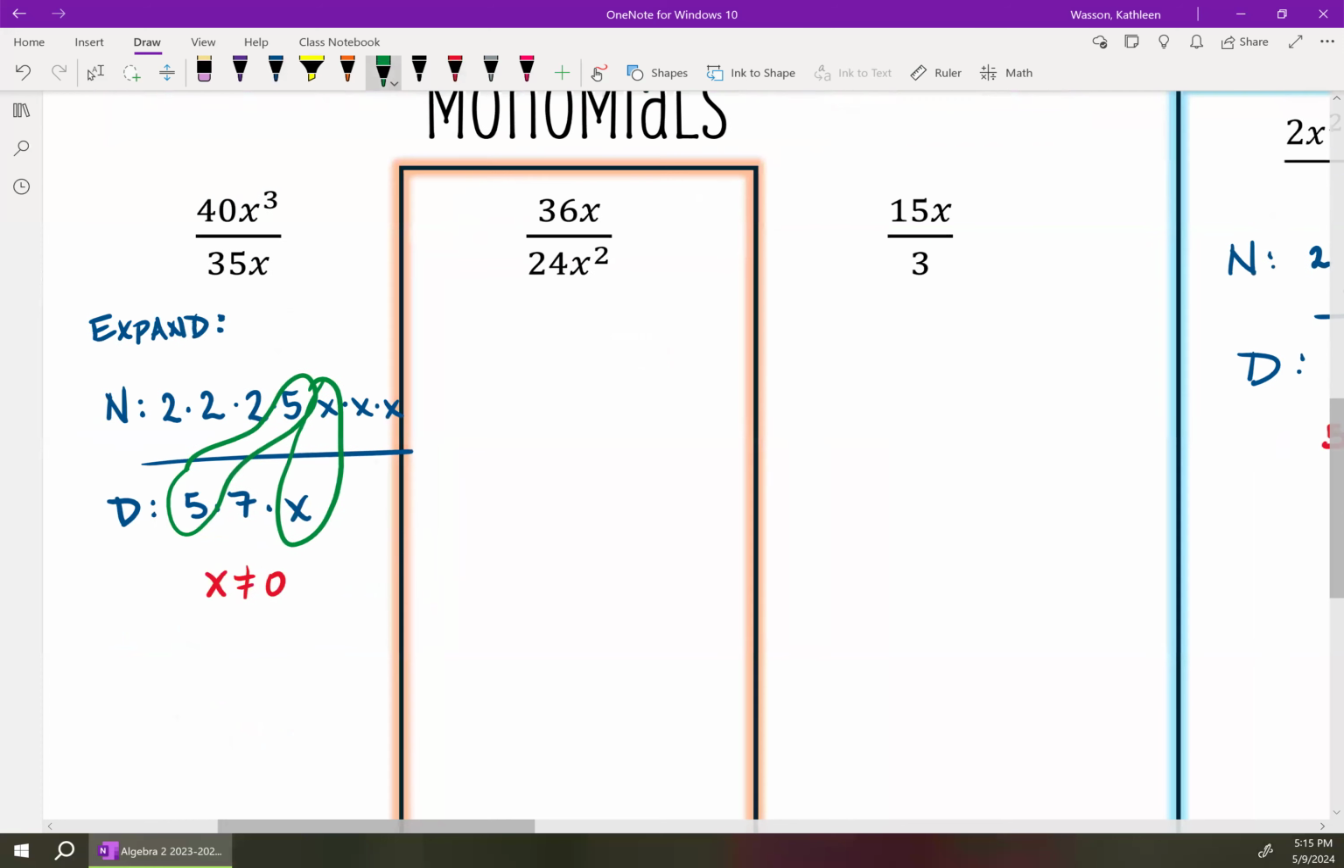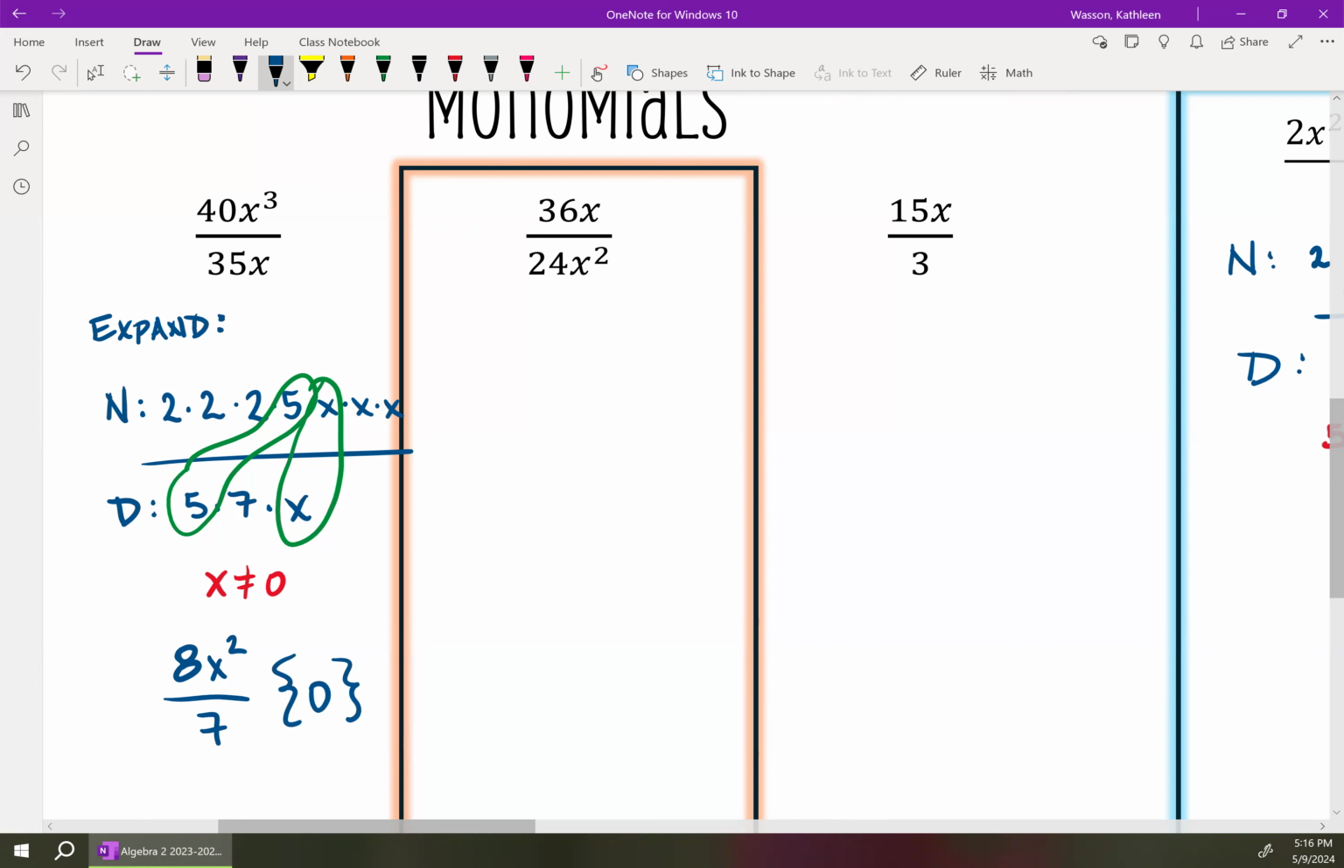And what's left then is I can multiply back together. 2 times 2 times 2 is 8. And x times x is x squared. This is divided by 7. So I can reduce 40x to the third over 35x to 8x squared divided by 7. And this is as long as I exclude a 0 value for x.